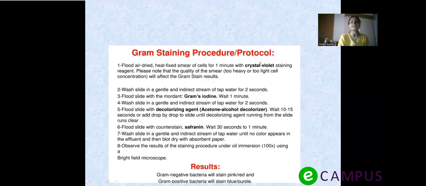After that, counterstain with safranin for 30 seconds to 1 minute, and wash the slide gently in an indirect stream of tap water until no color appears in the effluent, then blot dry with absorbent paper. Then observe the result under oil immersion using a bright field microscope. Gram negative bacteria will stain pink or red, and gram positive bacteria will stain purple or violet. Clear?